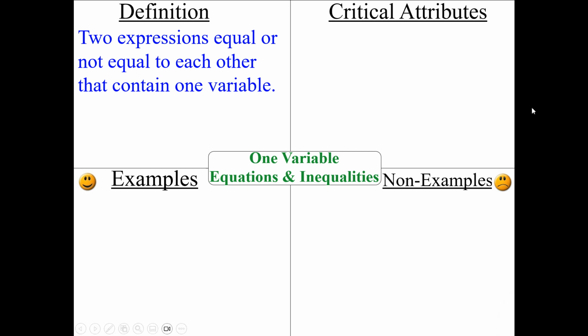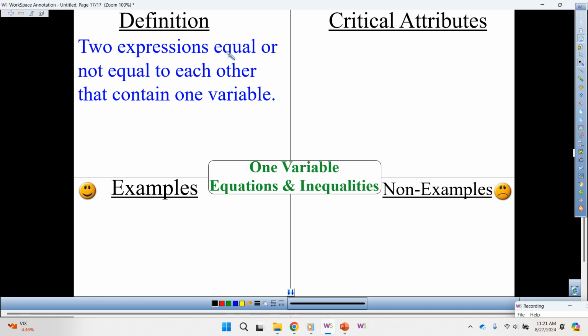And right there, as you're writing the definition, where you get to equal, you draw the equal sign. Not equal, you draw this. Those are the symbols for not equal. Two expressions equal or not equal to each other that contain one variable.